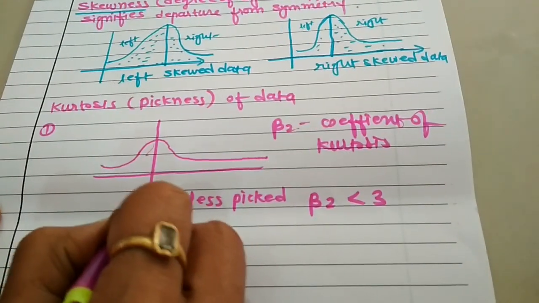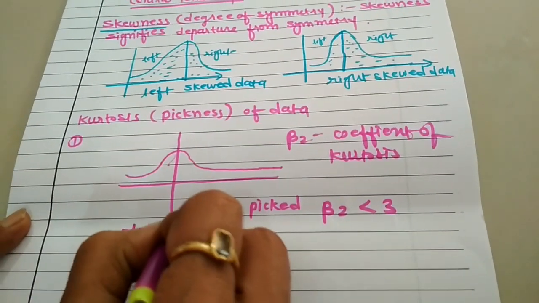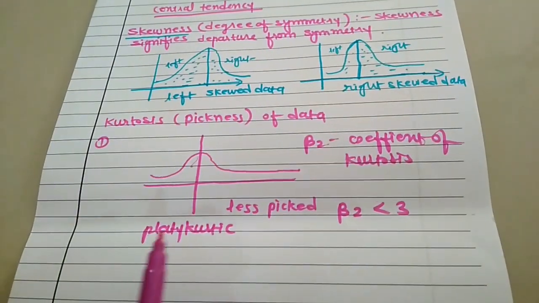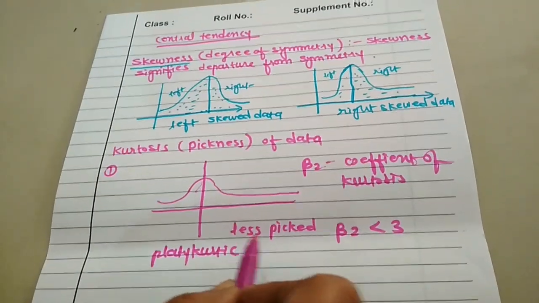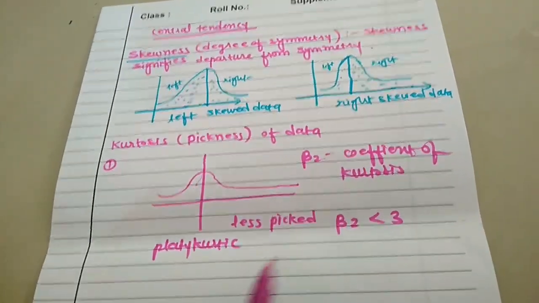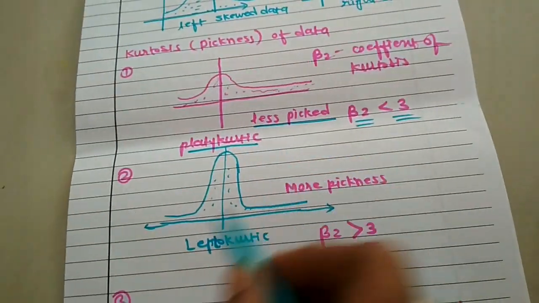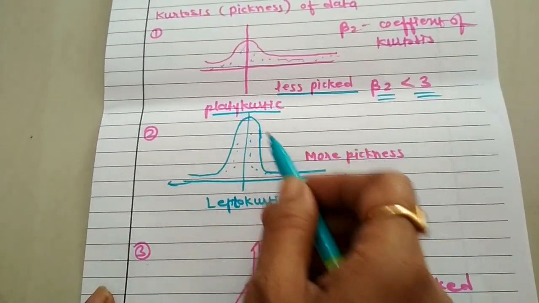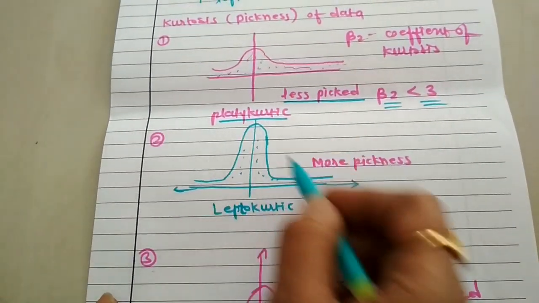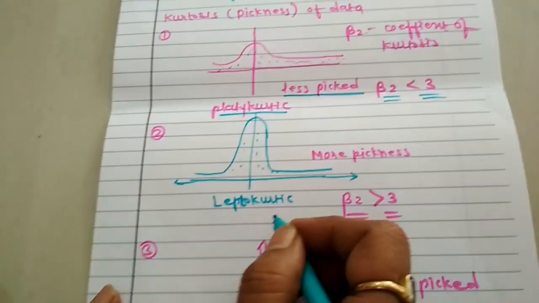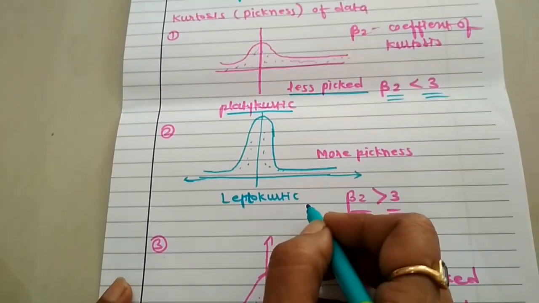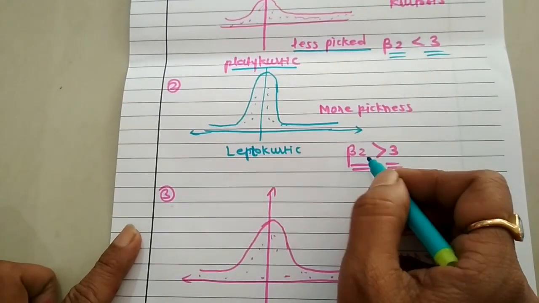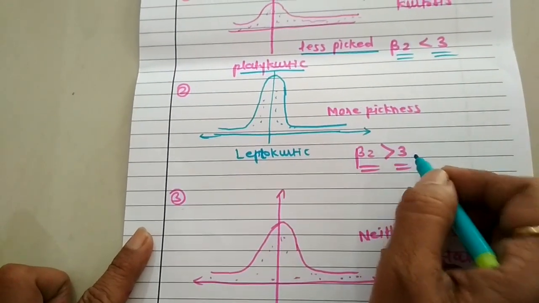Such a type of plotting of graph is called platykurtic. So platy, P-L-A-T-Y, platykurtic. So the first type of kurtosis is platykurtic, if the less peak is there and beta 2 is less than 3. Second one is, if we plot the graph of given data and there is more peakness, then such a type of graph is called leptokurtic. More peakness is there and beta 2, the coefficient of kurtosis, is greater than 3.